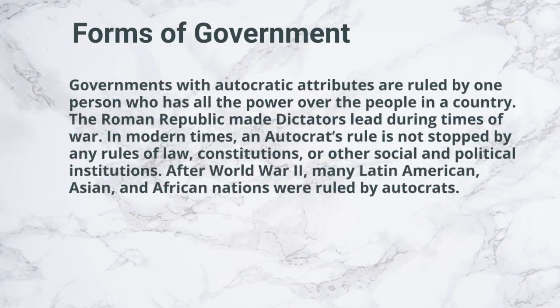Governments with autocratic attributes are ruled by one person who has all the power over the people in a country. The Roman Republic made dictators lead during times of war. In modern times, an autocrat's rule is not stopped by any rule of law, constitutions, or other social and political institutions. After World War II, many Latin American, Asian, and African nations were ruled by autocrats.